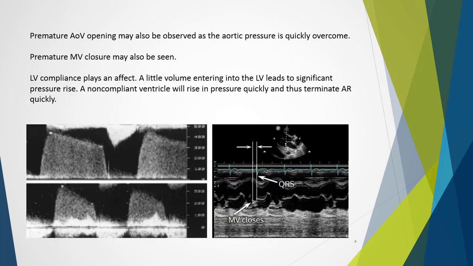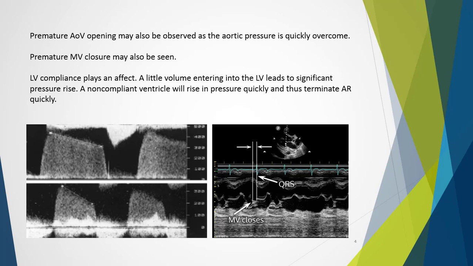Premature opening of the aortic valve may also be observed. Increased volume in the left ventricle as a result of receiving aortic regurgitation leads to increased pressure, which overcomes the aortic pressure quickly. More so, the end diastolic aortic pressure may also be low. Premature mitral valve closure may also be seen, given the rapid pressure equalization that will be achieved between the left atrium and left ventricle in the presence of significant aortic regurgitation.